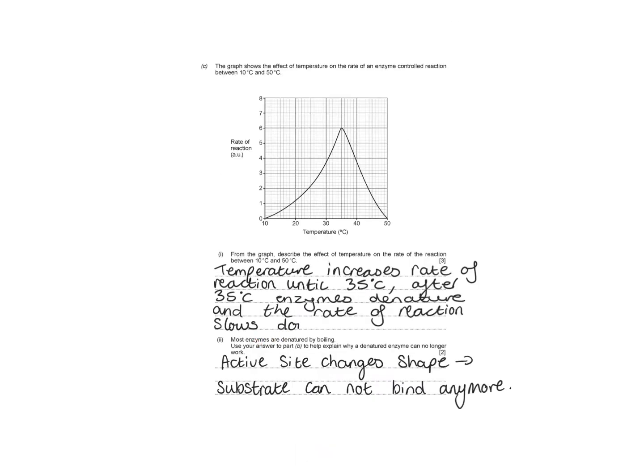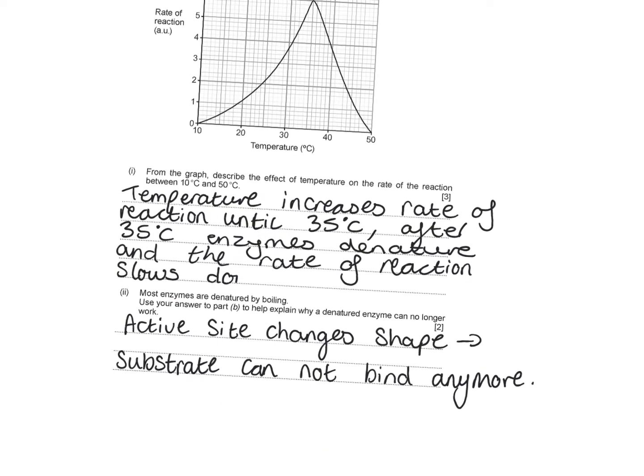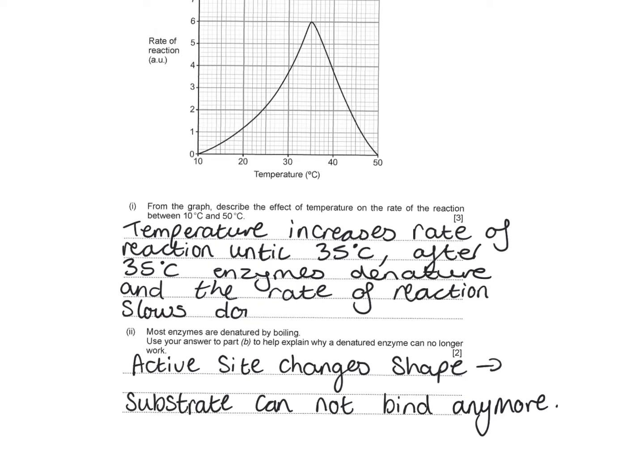Then we're looking at describing a graph. So 3 marks for describing what you kind of see happen in this graph. From the graph, describe the effect of temperature on the rate of reaction between 10 and 50. So the rate increases until about 35 degrees. After 35 degrees, enzymes will denature and the rate of reaction slows down.